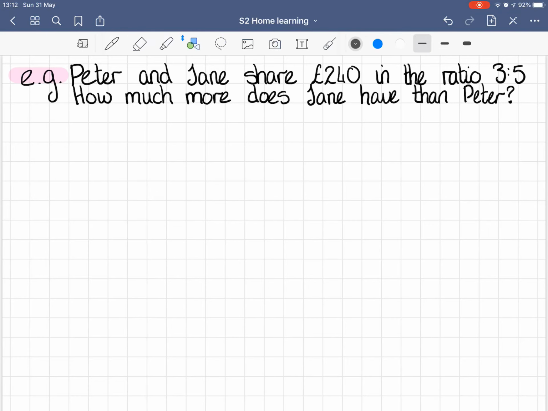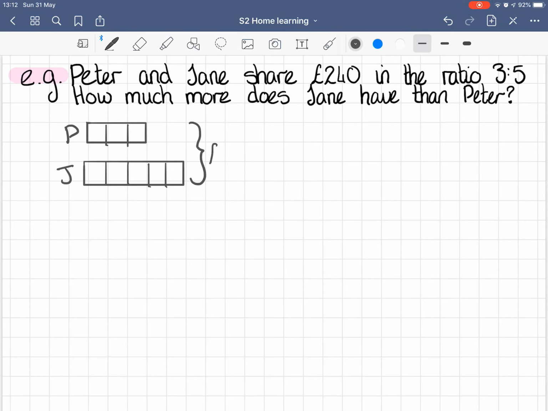So instead, we use our comparative bar model. Now we can see nice and easily that Jane has 2 more parts than Peter does. So altogether they have £240, and I want to know how much more Jane has, so I want to know how much is this missing piece here.